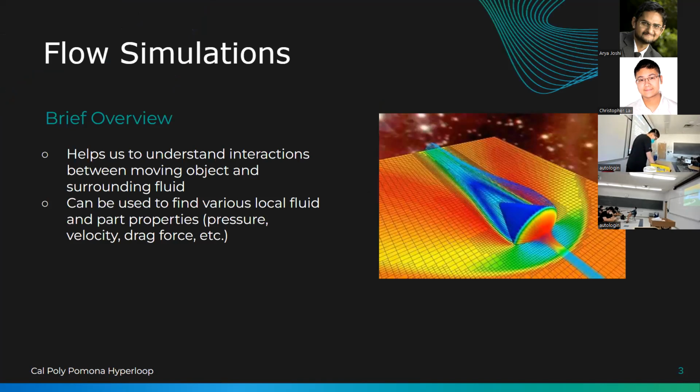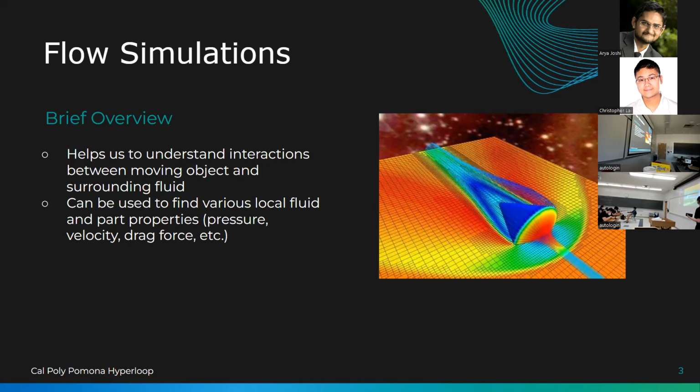So first thing is, well, what is a flow simulation? A flow simulation is basically an analytical tool that you can use to analyze how a certain part or object is going to behave when it travels through a fluid, whether that be something like water or air. And basically, from that understanding of the interactions between the moving fluid, the surrounding fluid and the moving object, we can understand some really key characteristics of the object and its interactions, such as pressure, velocity, and drag force and whatnot.